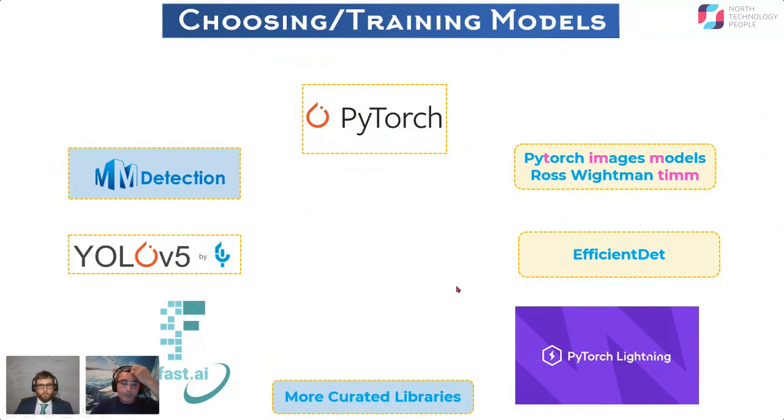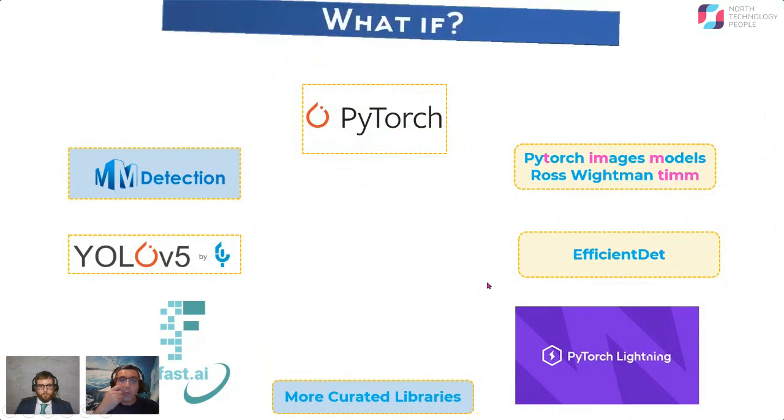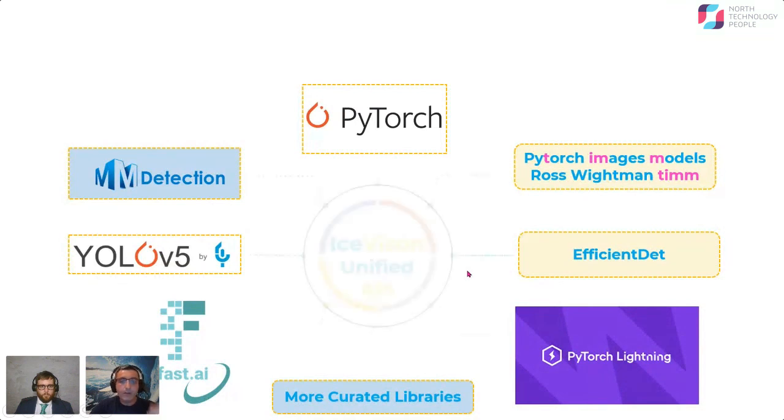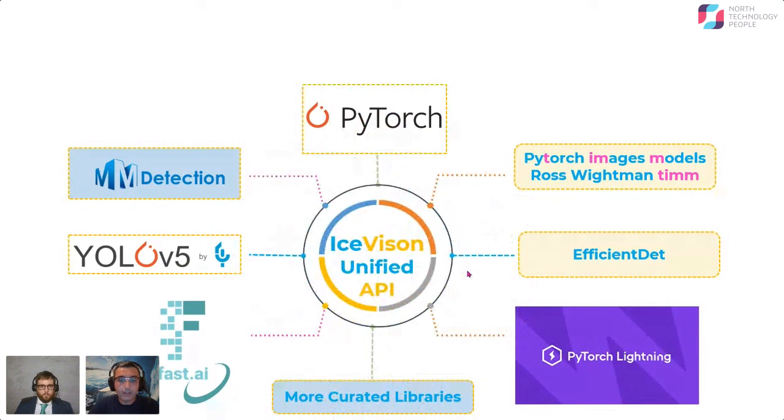So at this point, we might wonder, what if we don't have to choose between those different libraries? And what if we could just have access to all of them or a part of them? And the answer is IceVision. This is what we built. What we built is a framework that bridges all those libraries and which eliminates the hard choice between those models and between different training loops and so on.